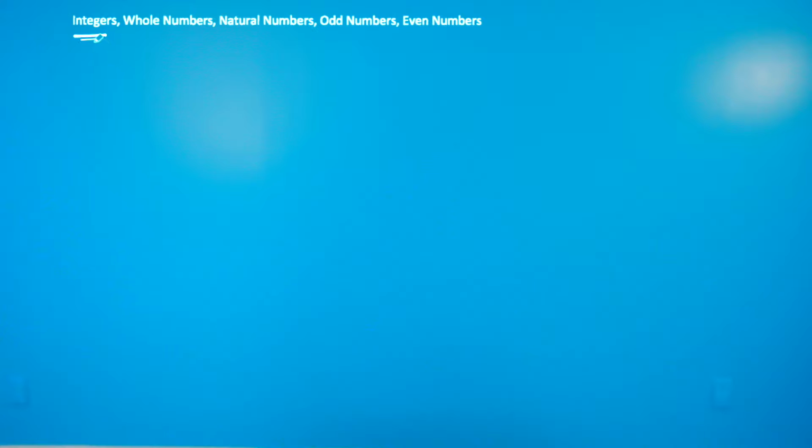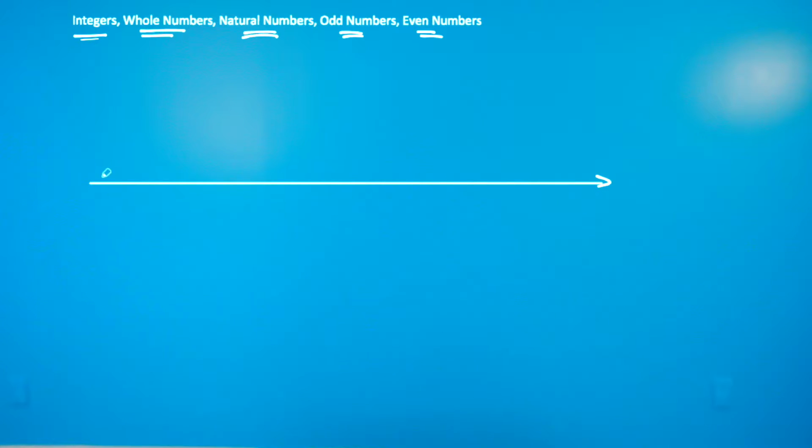What is an integer? What are the differences between these things? You might have heard of all of these: integers, whole numbers, natural numbers, odd numbers, even numbers. All of this can be displayed on the number line, the integer line. 1, 2, 3, 4, 5.